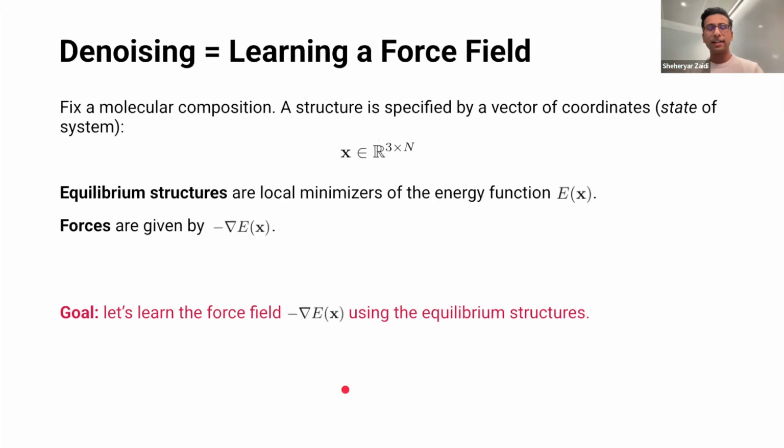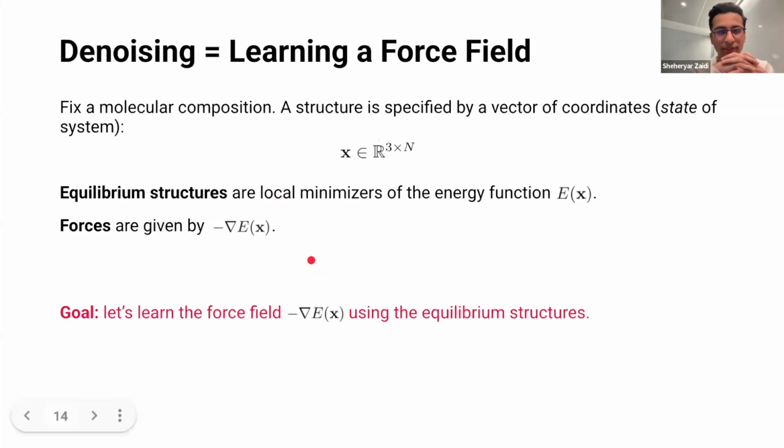So now think of X as a vector of coordinates. Let's say we fix the molecular composition, and so the entire way a conformation and structure is defined is using a 3n-dimensional vector X. This X is just the coordinates of each of the atoms in the molecule. One thing we know is that equilibrium structures are local minimizers of the energy. So E of X is your energy, and local minimizers of that are the energy-minimizing structures. The forces are given by negative grad E of X. This is something we just know: take the derivative of the energy function, and the negative of that is the forces.